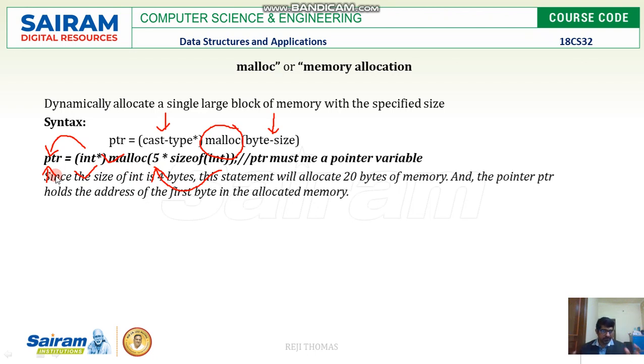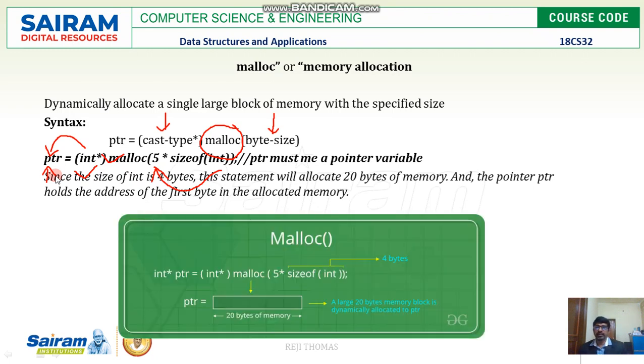And what is the starting address for that memory? This will be stored in the variable called ptr. So you can see here, if you take 5 integers again, every integer takes 4 bytes. So how many bytes do we get? 20 bytes of memory is allocated, and this ptr gets the address. A large 20-byte memory block is dynamically allocated to ptr. ptr will not get all the addresses. If we get the starting address, from the starting address we can fetch the remaining memory locations.